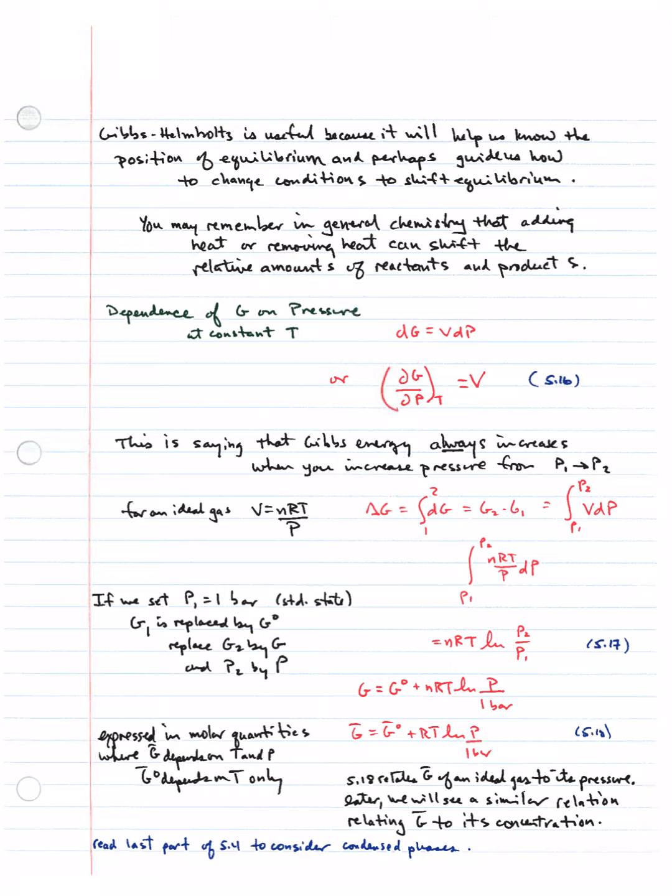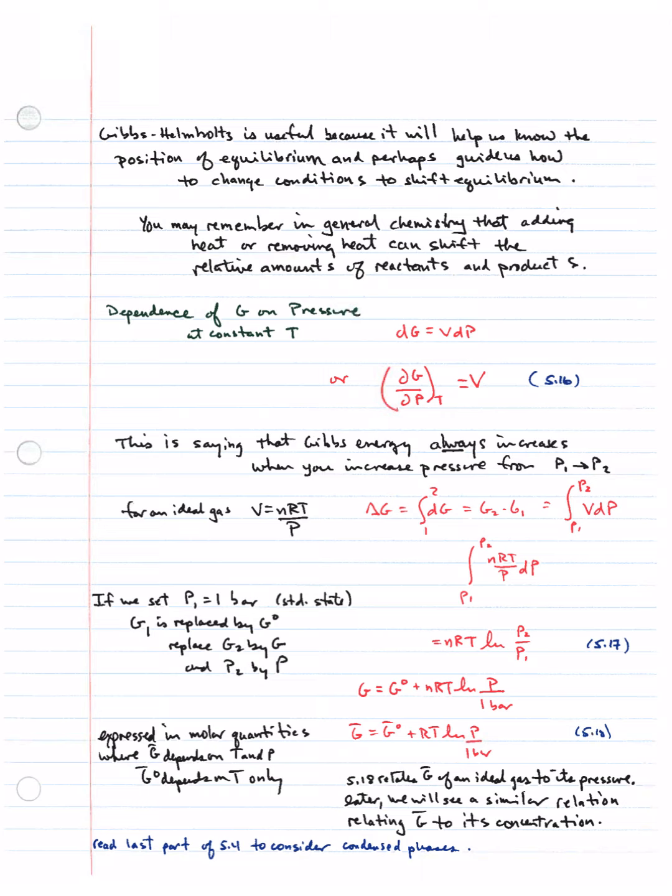The dependence of Gibbs energy on pressure at constant T is expressed here. I'm doing exactly the same thing. You eliminate the second term from the fundamental equation, rearrange it into a partial. This is saying that Gibbs energy always increases when you increase the pressure from P1 to P2.